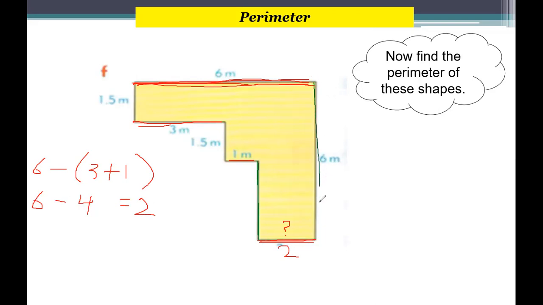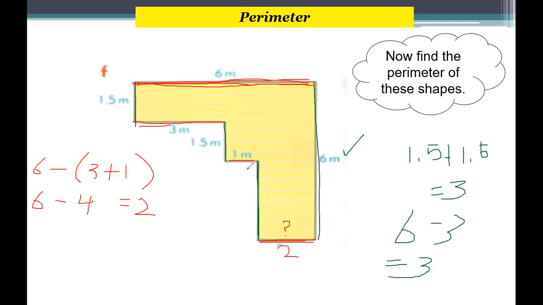So this is 1. So we will refer to this. Everything that is horizontal, vertical, you have to mark it down. So that is 1.5 and 1.5. So 1.5 plus 1.5 is 3. So 6 minus 3 equals 3. Therefore, this is 3. So if you add them all, 6.